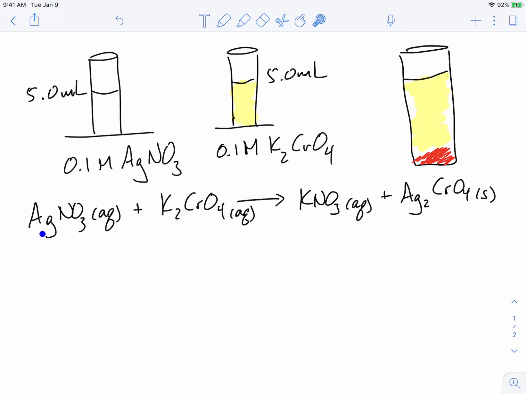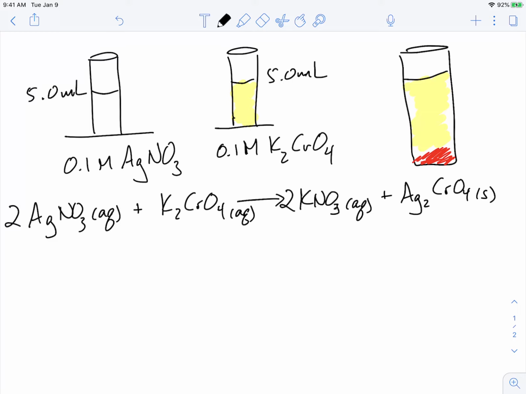The silver ion is a +1 ion. The chromate ion is a 2- ion. And so that is the reason for our formula here. We need 2 silvers to balance out the charge of the chromate to make a neutral compound. Just to wrap things up here, we need to balance our equation, putting a 2 in front of the silver nitrate, and then also a 2 in front of the potassium nitrate solution.